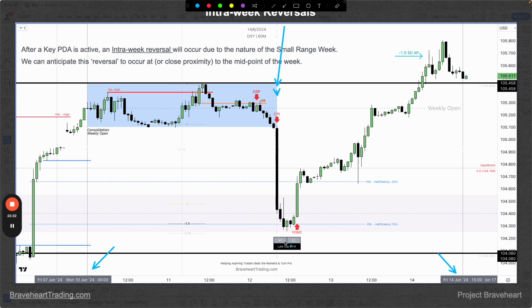So if we refine it to the days, we can say, okay, that's the late day of Wednesday, where it does the Judas, and then it does the change in the state of delivery in the late day of Wednesday. So Wednesday, late day low of the week, and yeah, it's just nice to see where the change in state of delivery happens for the intra-week reversal at the midpoint of the week.